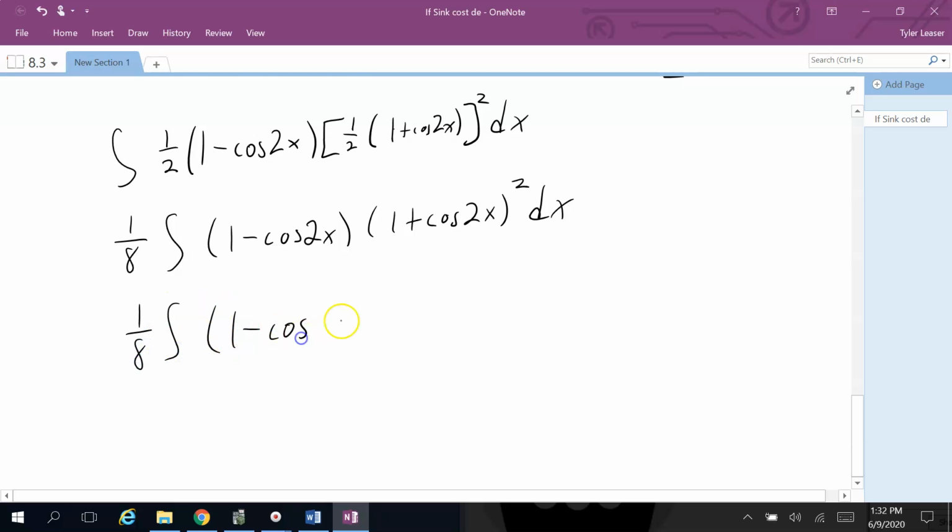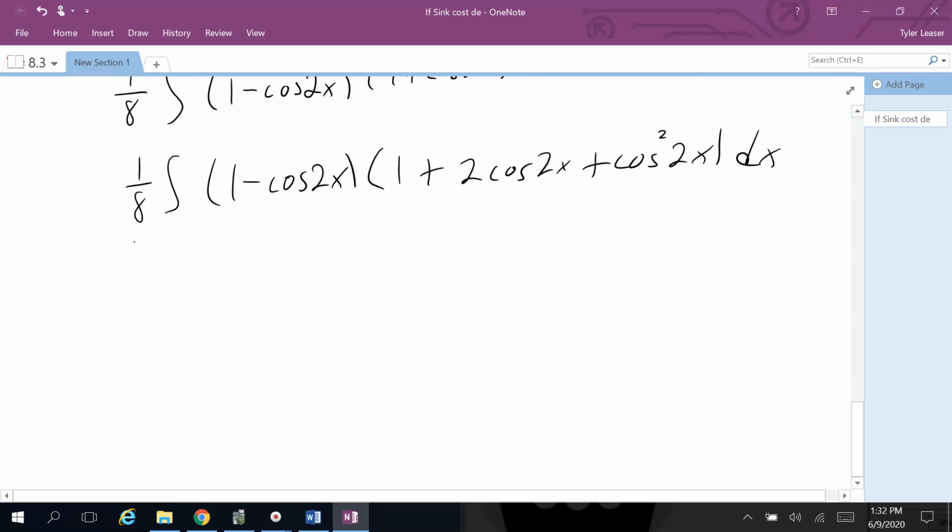We still have this parentheses, the 1 minus cosine 2x. I should have warned you guys beforehand, this is a long problem, so I hope you had some paper here. Foiling this out is 1 plus 2 cosine 2x plus cosine squared 2x dx. Then we're going to multiply these two parentheses together. I'll just do that as the 1 times all of this stuff, and then the negative cosine 2x times all of this stuff.